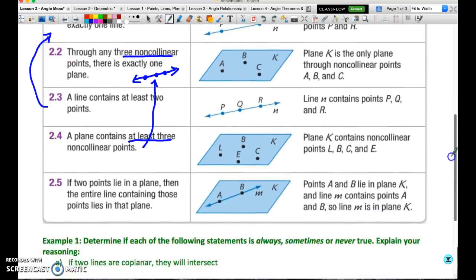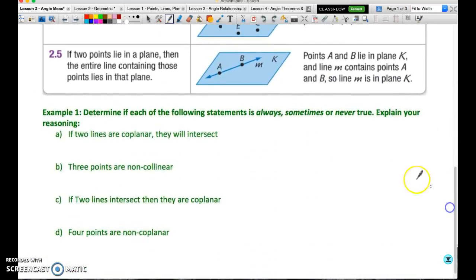Okay, and so now we're going to try to apply some of these in what we learned last lesson. For each of these statements, what we're going to try to do is determine if they are always true, sometimes true, or never true, impossible. Under no circumstances could it be true. And so we're going to try to explain the reasoning, and I'll do that with some diagrams.